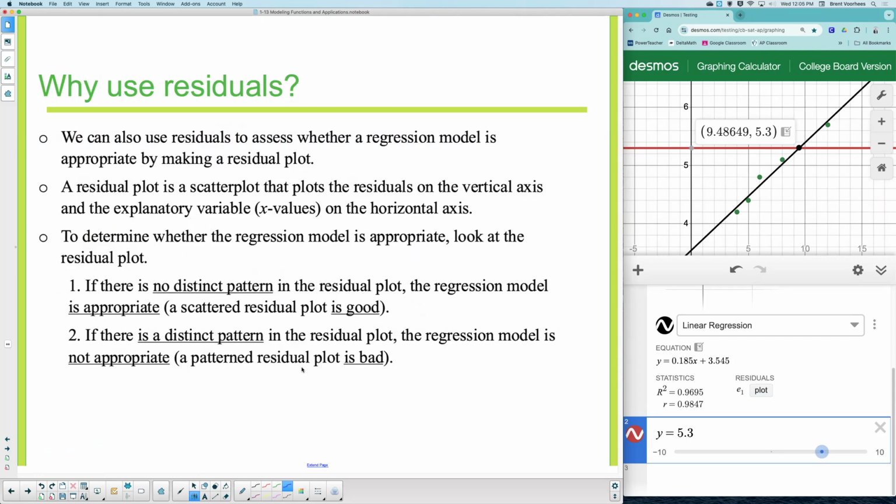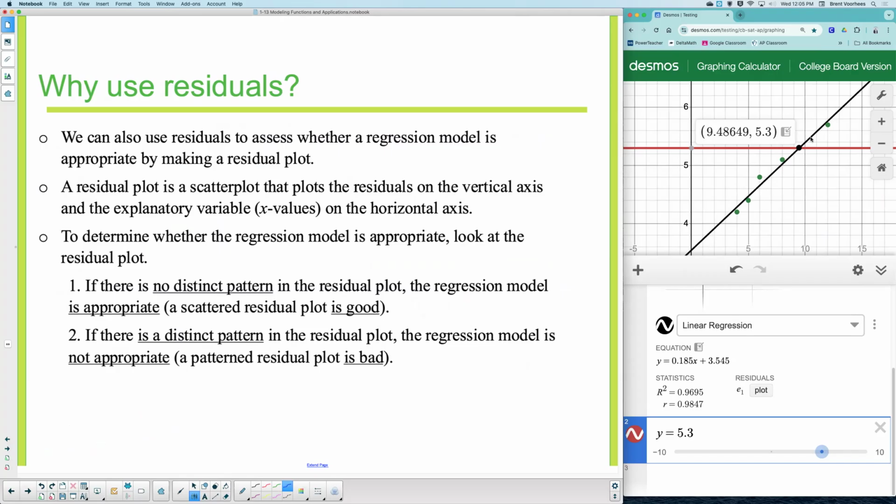Now with that, let me talk about why we use them. When you use residuals, you can tell, number one, if the regression is good or bad. If there's no distinct pattern, it is a good residual plot. I'll say that again. This seems backwards. If the residual has no distinct pattern, it's a good fit.